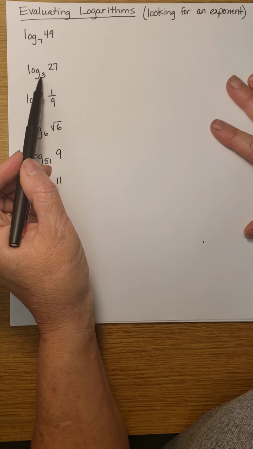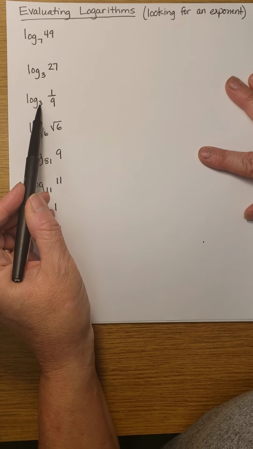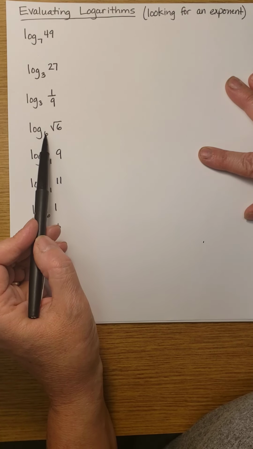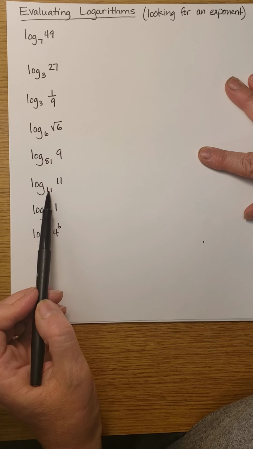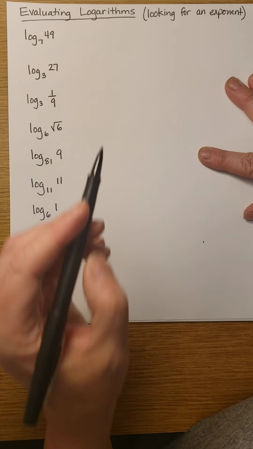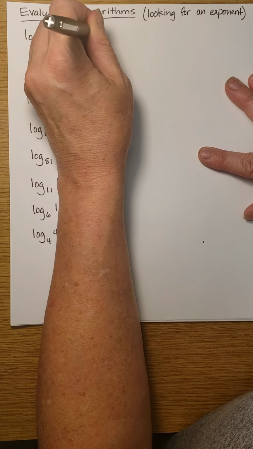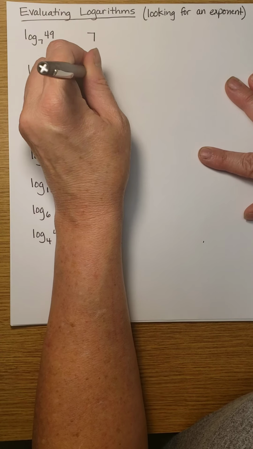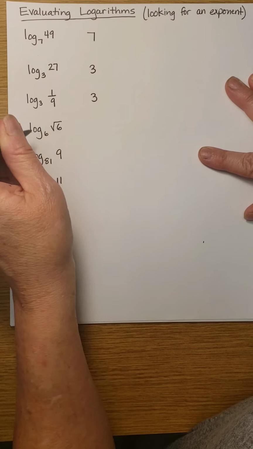The base here is 3. The base here is also 3. Then we have the base is 6. The base is 81. The base is 11. The base is 6, and the base is 4. So we're going to write our bases down in each example.